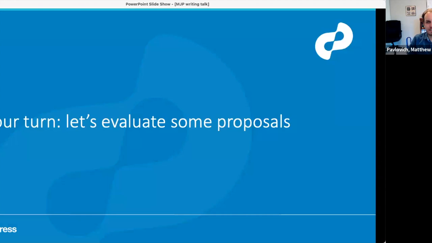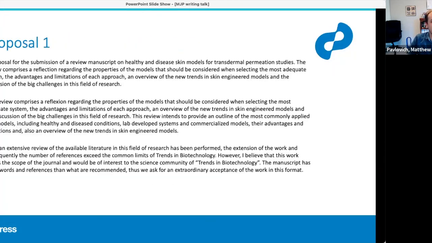We don't have a ton of time, so I'm going to skip through this, but just to give you an idea of what some proposals look like. We usually get these things, a few paragraphs in the journal's email box. You can see these, maybe we'll send around the slides later. Or if you're really interested in these examples, feel free to contact me personally.